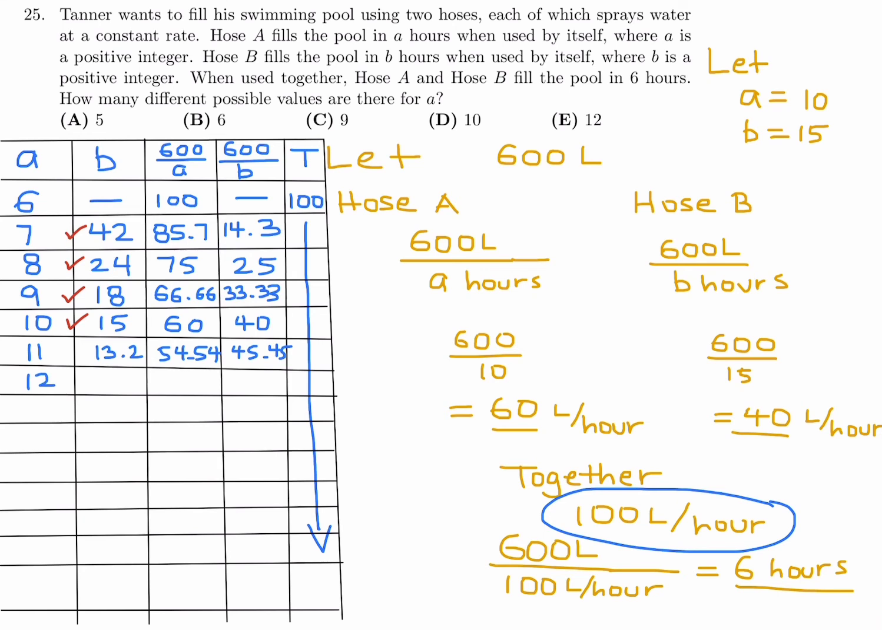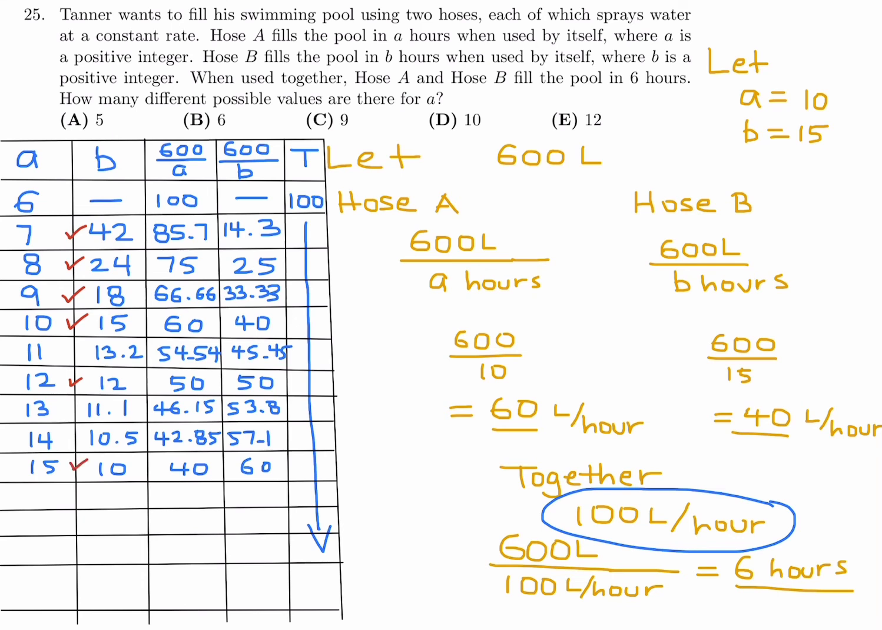But how about 12? If it's 12, then this becomes 50. Therefore, this has to be 50, and this is 12. So we've got another integer solution here. Keep going like this. If this is 13, this is 46.15. This is 53.8 approximately. And that would make this guy about 11.1, and that's not an integer solution. If this is 14, this becomes about 42.85. This is 57.1, and unfortunately, this is not going to be an integer. If this is 15, this becomes 40, this is 60, and this is 10. So we got an integer solution.